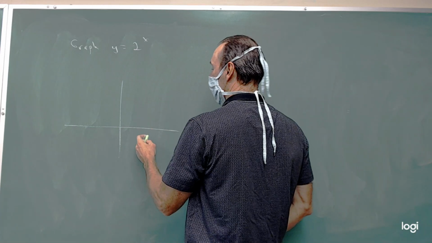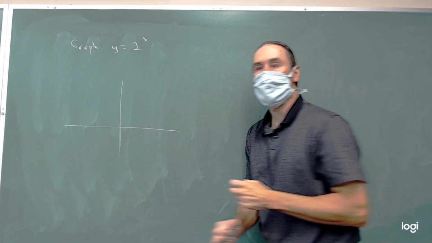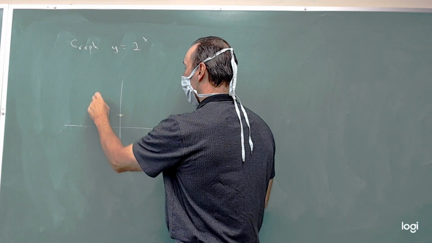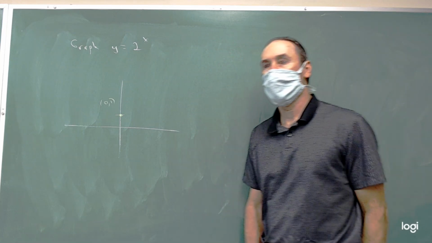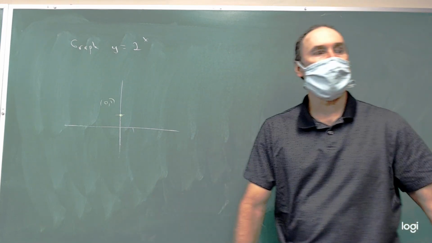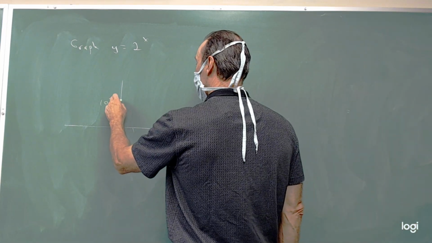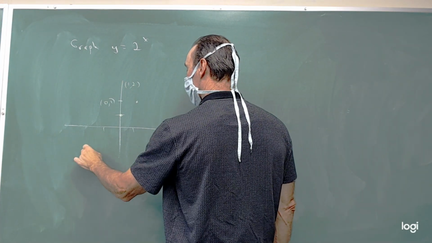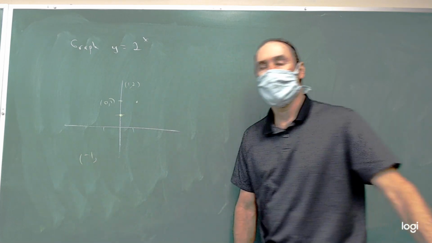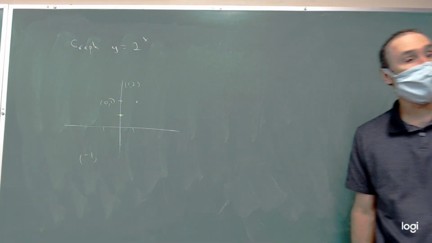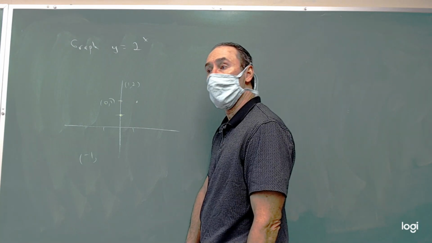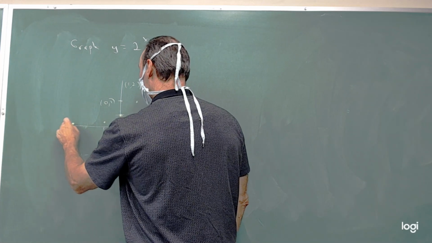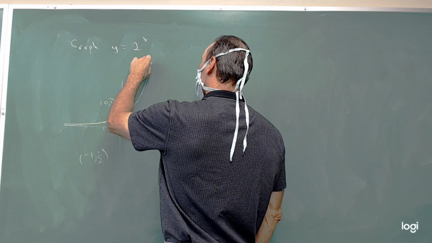So when we plug in 0 for x, we know that 2 to the 0 is 1. So we're going to contain the point 0, 1. When we plug in 1 for x, we're going to get 2 to the first, which is 2. So we have the point 1, 2. When we plug in negative 1 for x, we get 2 to the negative 1, and 2 to the negative 1 is 1/2.